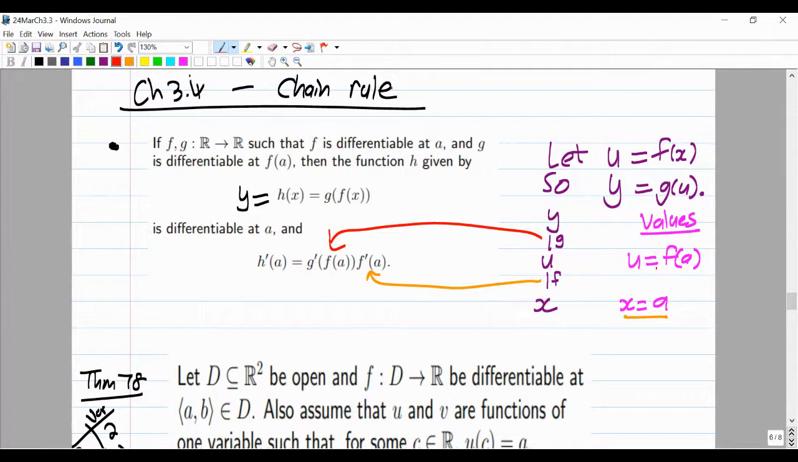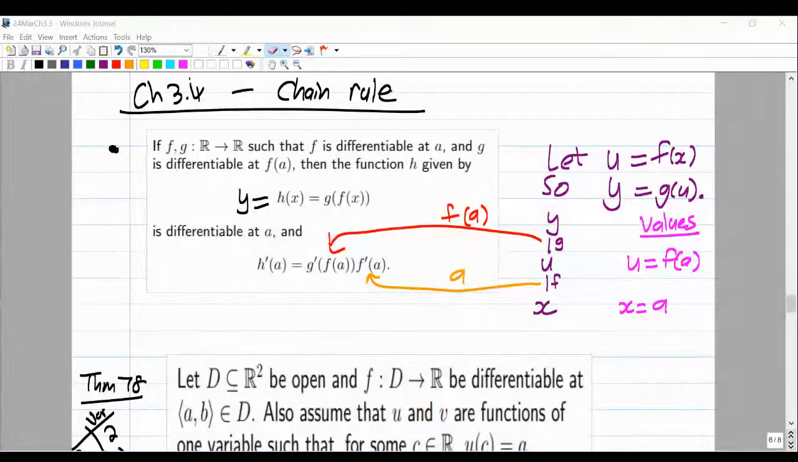So here my value that I'm plugging in is f(a). Here the value that I'm plugging in is a. So symbolically, this is a way of remembering the chain rule. All right. Now we can have fun.